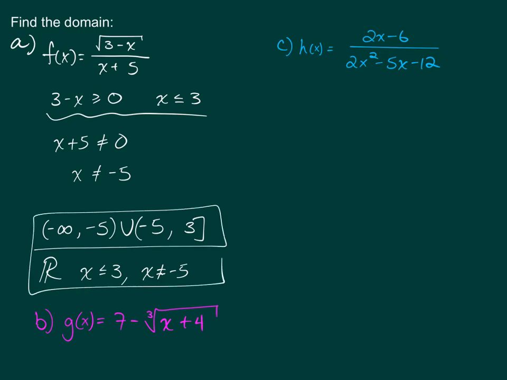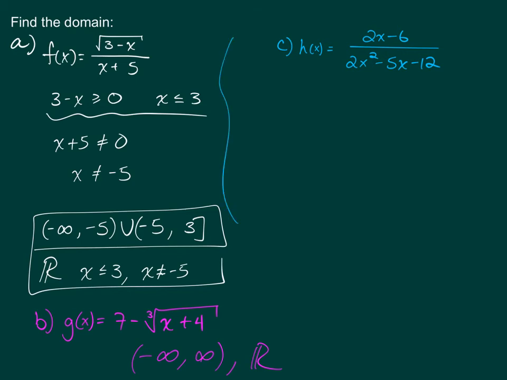So here are the domains, the two different ways to write the domain for example A. Now example B, there's no denominator, so we don't have to worry about that. And this is not a square root, this is a cube root. So if you are trying to find the domain and there are cube roots involved, and there's nothing in the denominator, then your answer is all real numbers. There are no restrictions here. So part B, pretty easy here.